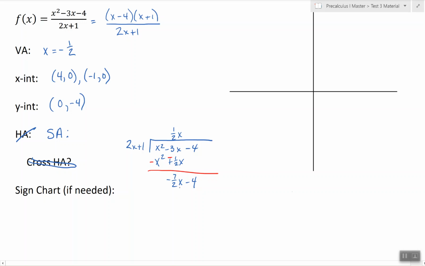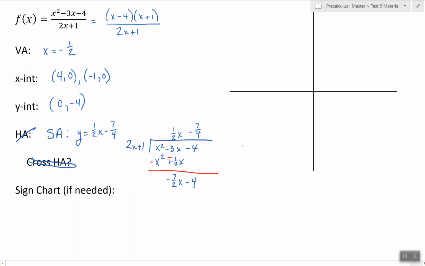Negative 7/2 x divided by 2x is a negative 7/4. And you can actually stop right there. That tells you what your slant asymptote is. It's the equation y equals 1/2 x minus 7/4. Now what we'll do is go ahead and graph what we have to see if we can figure out what our graph does instead of trying a sign chart.